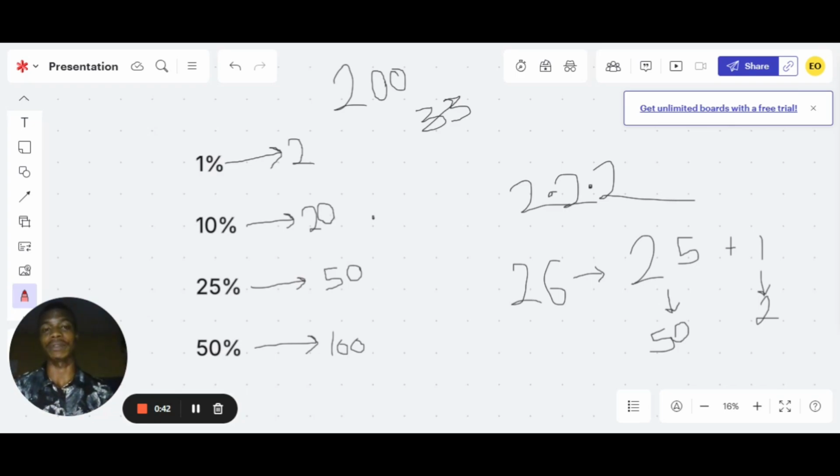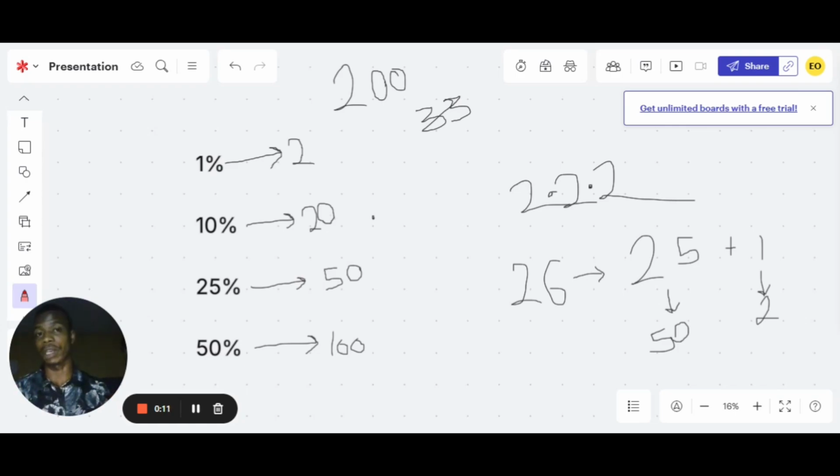Now you can also find 59% of any number. Find 50%, then find 10% and take away 1% from that 10%. Then add your answers together. Or maybe find 50%, then find 5%, then find 1%, 1%, 1%, 1%, and add them all. So this is one method you can use to calculate percentages very easily and quickly.